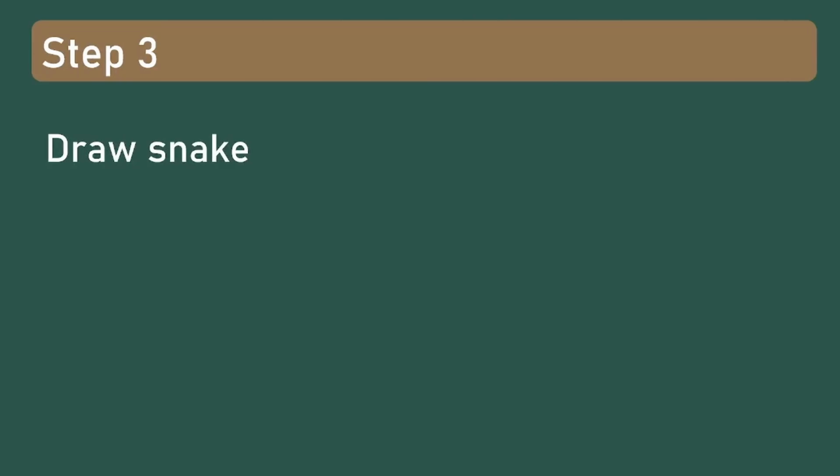For step 3, we're going to draw the snake. So the way we draw the snake is by using boxes of 10 by 10 pixels to build the snake. So in the beginning, we'll have 3 of these boxes. So the snake will look like this.